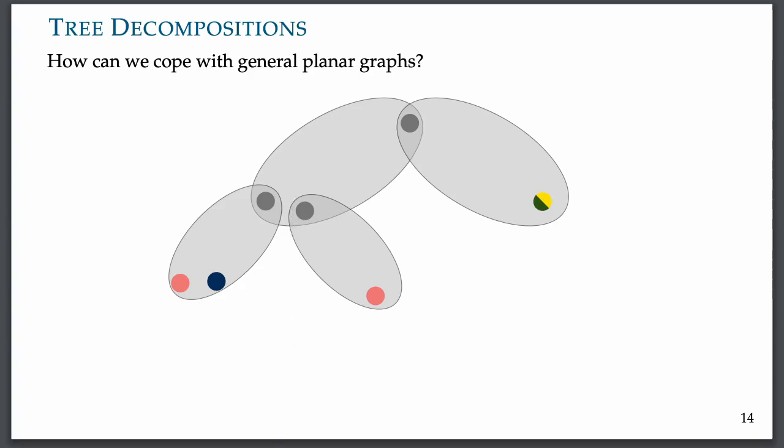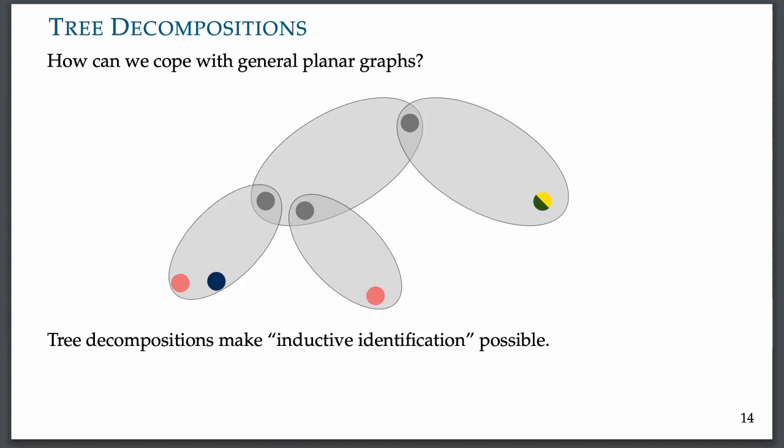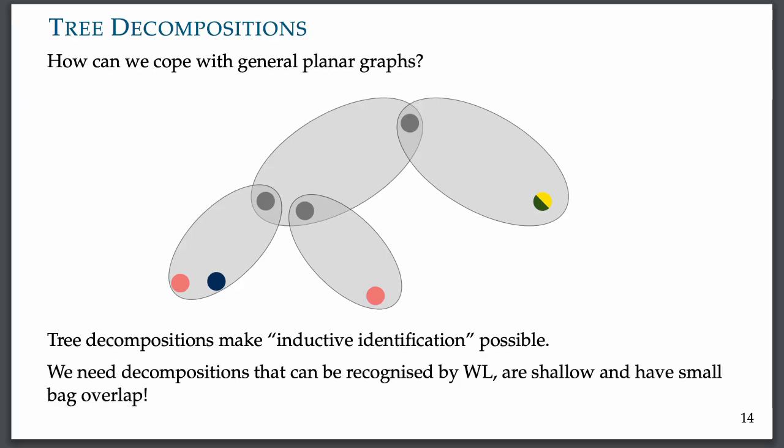So in order for this approach to be useful for us to show that a logarithmic number of iterations of Weisfeiler-Leman identifies planar graphs, we need to find a decomposition of the graph that can be recognized by Weisfeiler-Leman, has a low height and also a small bag overlap. So this intersection between a parent and a child must be of small size. And this is necessary because the number of vertices in which we store information from components at lower levels influences the dimension of the algorithm that we need.